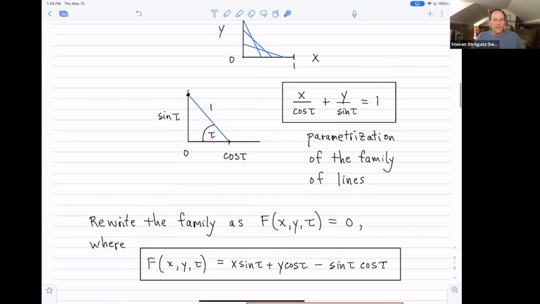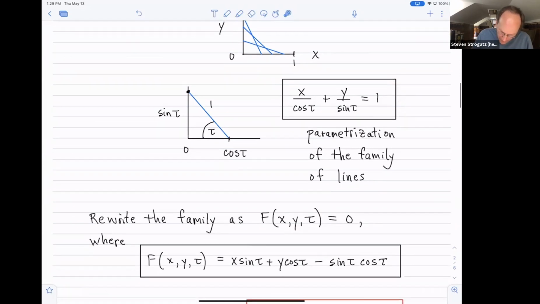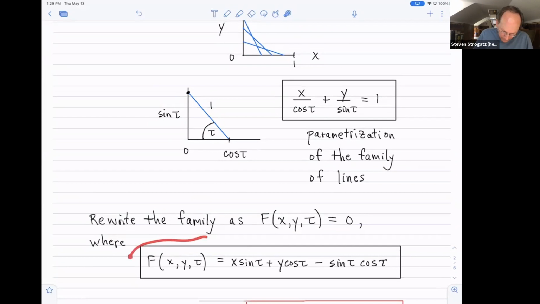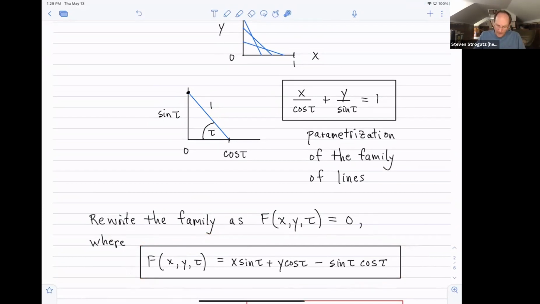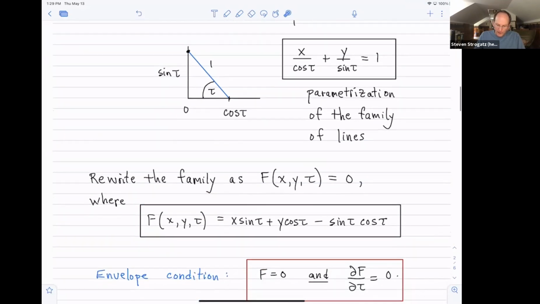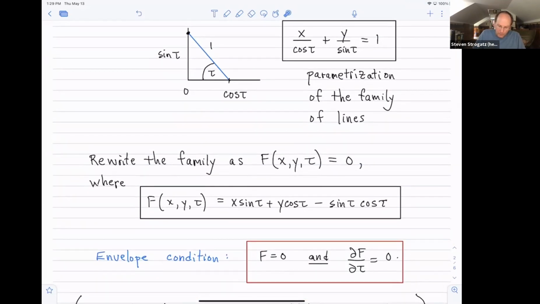So as I say, I'm going to rewrite the family as f of x, y, tau equals 0. By rewriting this equation, if I cross multiply by the denominators, if I multiply by sine tau, cosine tau, I can rewrite this equation as this equation here in the box. So that defines my family of lines. And then, as I say, the prescription to find an envelope is you set f equal to 0, the family condition, and the partial with respect to the parameter equals 0.